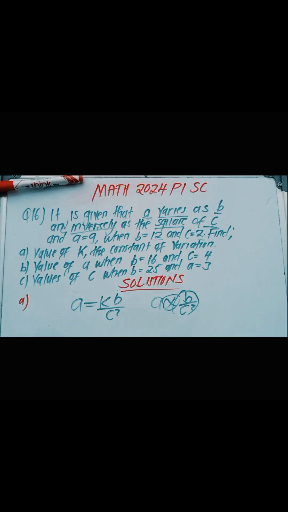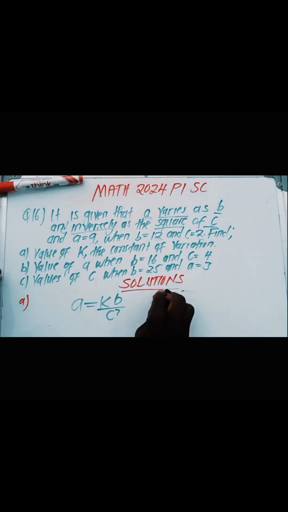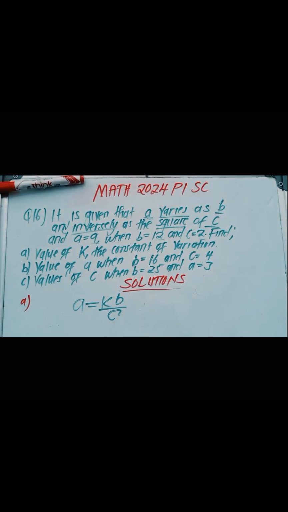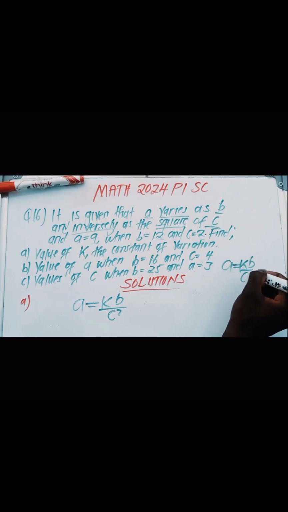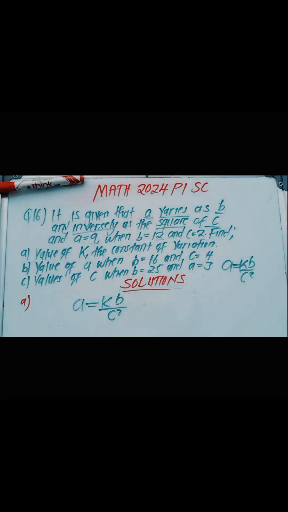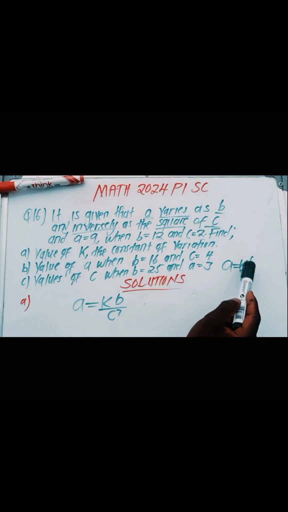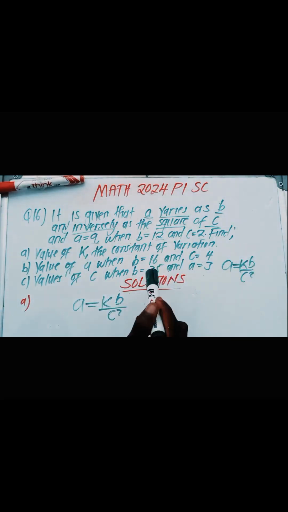Now that we have come up with a formula, it is easy for us to start solving this question. So let's go to question 1. Don't forget our formula. Let me just write it here. This is the formula over C squared, which we'll be using throughout this question. Now let's go to question A. We have been told to find the value of K, the constant of variation.